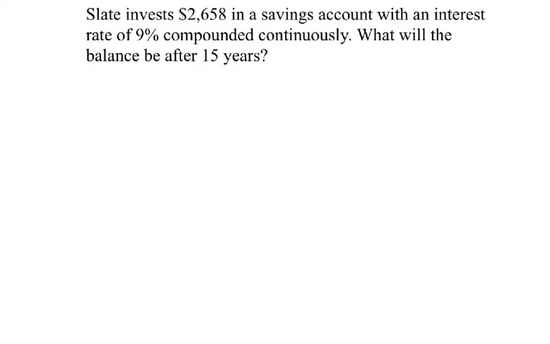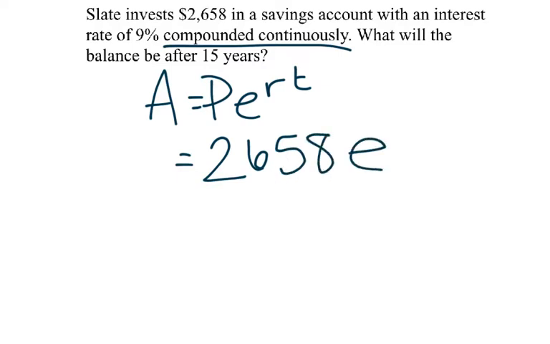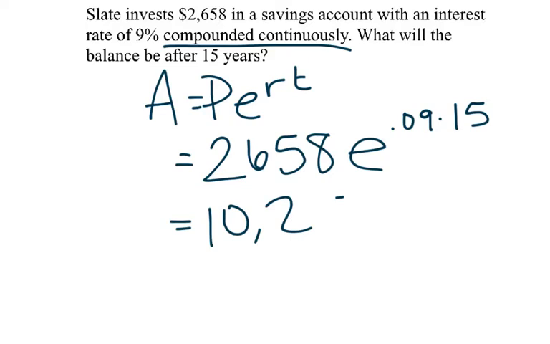Okay, this one says compounded continuously. That's when you use the PERT one. Alright, so I started out with 2,658. E, remember, is that number e, the button on the calculator. My rate is going to be 0.09, and I'm talking about 15 years, so you just type that in your calculator. So I got 10,253.04.